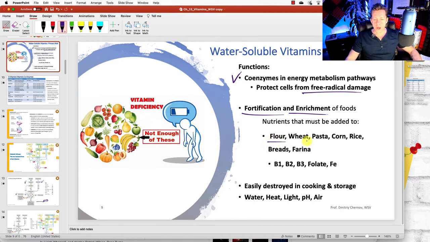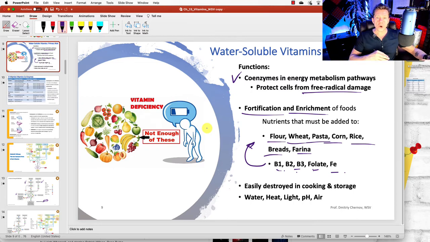So for example, flour, wheat, pasta, corn, rice, breads, and farina, those particular vitamins, B1, B2, B3, folate, and iron, they will put them back in the product. For example, they're making flour and certain vitamins were lost, so they will add them back through the process of fortification. Fortification is when the vitamins were not there or were in very insignificant amounts, so they're going to put them back. But enrichment is when those vitamins were there originally, and they can put even more. They will make that particular product even richer. If the B1 was there and they want to put in even more B1, they will re-enrich it.